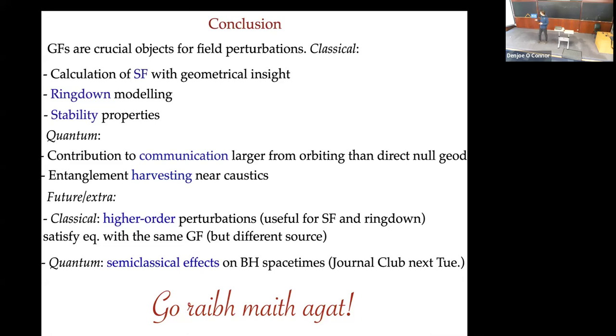LISA should be able to look at higher order terms in perturbation theory. And finally, in terms of quantum effects, if you look at the Feynman function, you can then calculate the renormalized expectation value of the quantum stress energy tensor when the field is in some quantum state. And then that gives you an idea of what the semi-classical effects are. So I'll be talking about that in the journal club on Tuesday. So thank you very much.